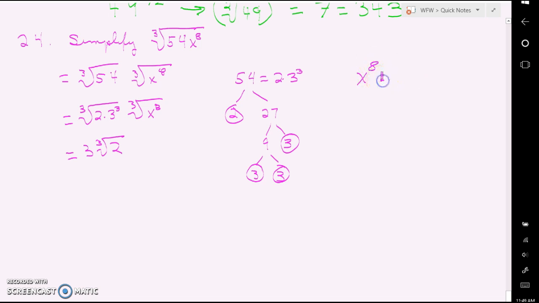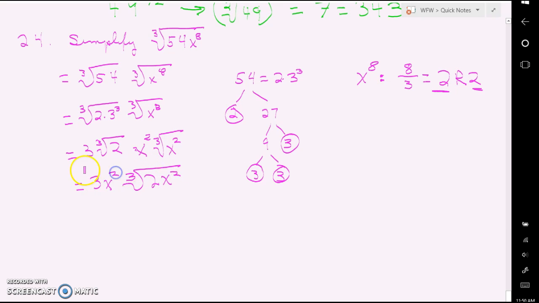Okay, I'm going to show you a shortcut for this. You take the exponent 8 and you divide it by the index 3, and 3 goes into 8 2 times with a remainder of 2. So what you do with that is you pull out the x from the radical and you give it the exponent 2, how many times it goes into 8, and what you're left with under the radical is x squared, which is the remainder. So now we can combine all of that, 3x squared times the cube root of 2x squared.